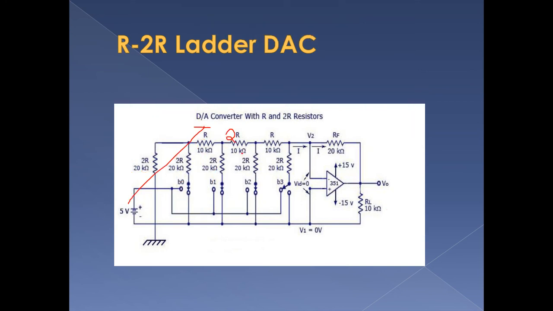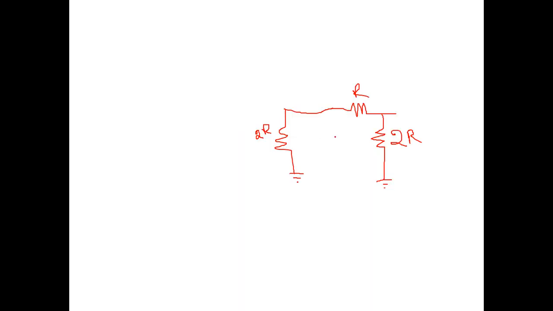If you keep on simplifying the circuit, finally after simplifying, we will be getting it like this. You need to find the equivalent resistance of these two resistors. Both are in parallel, so R into 2R divided by the summation of those resistors, 3R, we will get 2 by 3R. So the equivalent resistance of this portion is 2 by 3R.